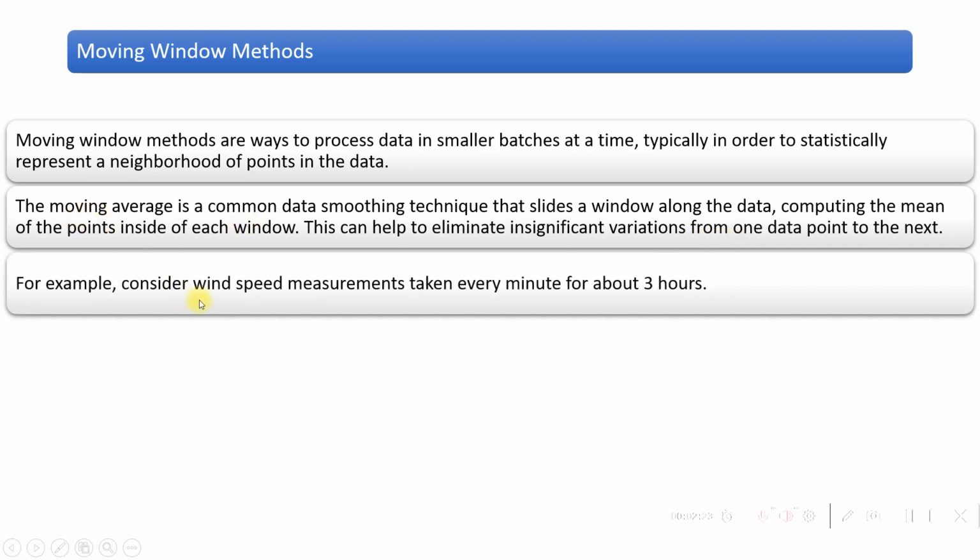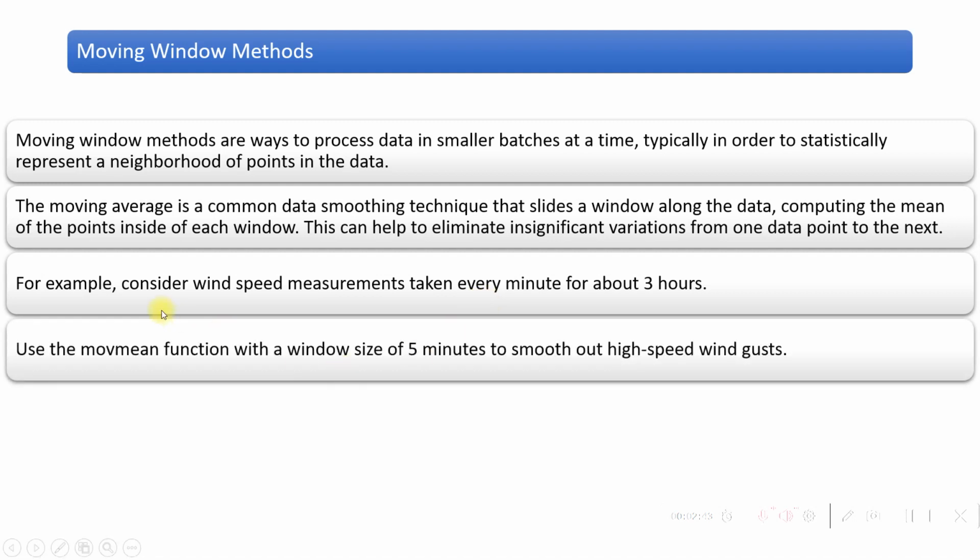For example, consider a wind speed measurement. We wanted to measure the speed of the wind. It was taken for 3 hours, and we recorded the speed of the wind for every minute. To do this, we use the movmean function, an inbuilt function in MATLAB. We use the movmean function with a window size of 5 minutes. So what is the window size? It is 5 minutes, to smooth out high speed wind gusts.